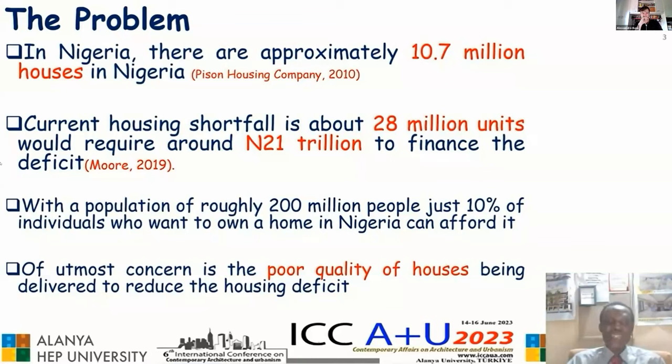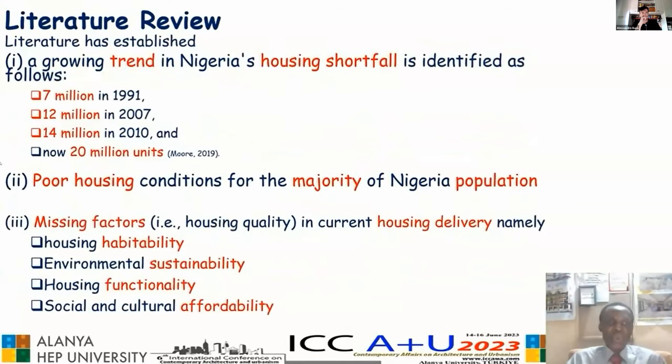Of utmost concern in this research is the quality of houses being delivered to reduce the housing deficits. In our literature, we establish a growing trend in Nigerian housing shortfall, which is identified as follows. In 1991, there was a 7 million shortfall in housing, and it increased to 12 million in 2007. By 2010, it had increased to 14 million, and by 2019, it had increased to 20 million units. And we found that literature has established that most of the houses are majorly in poor condition.